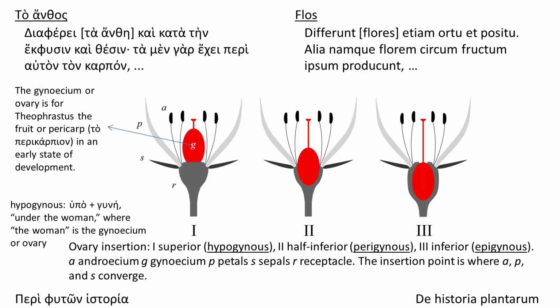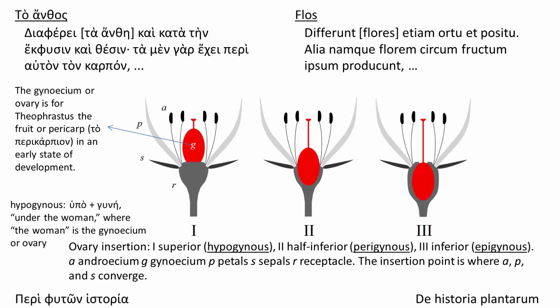Allowing for our more detailed catalog of floral parts, Theophrastus has distinguished what modern botany calls the hypogynous, perigynous, and epigynous insertion points in floral structure, the point where the male stamens, petals, and sepals converge and attach or insert themselves relative to the gynecium or ovary.